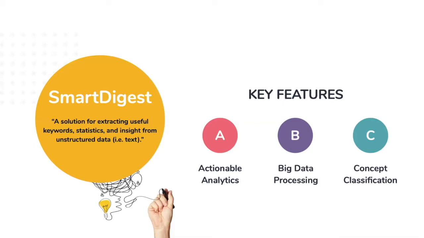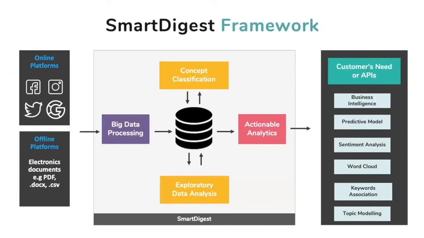So here's our framework. Basically, the solution takes the data in from sources, and then the solution can perform big data processing. And after the processing, there are optional components that SmartDigest can perform. The first one here is concept classification. It is about categorizing or grouping similar things together. For instance, grouping similar text to similar document.